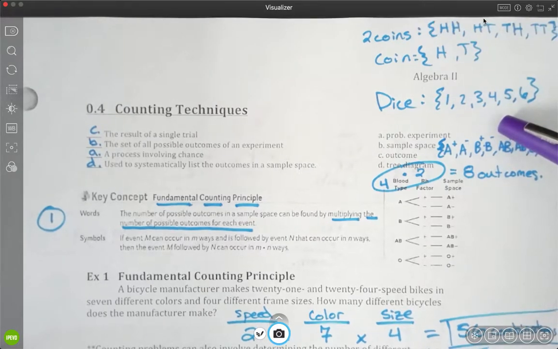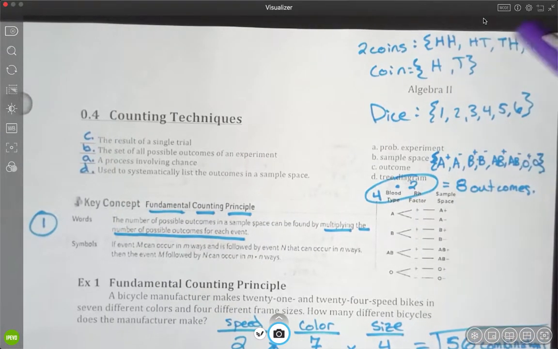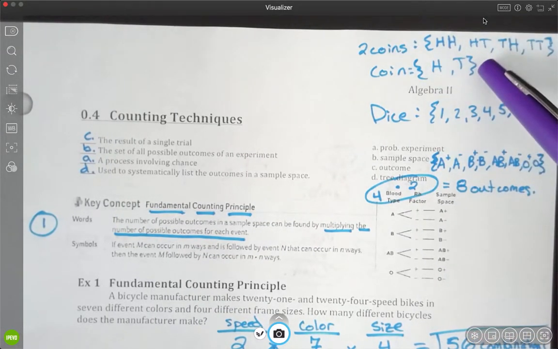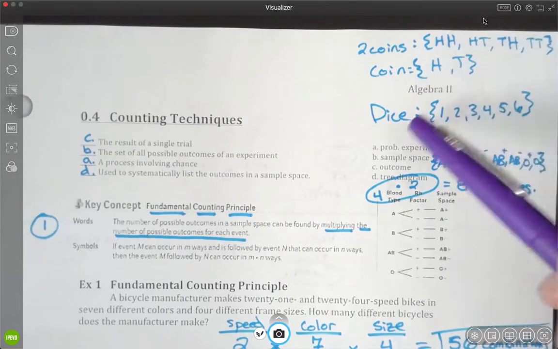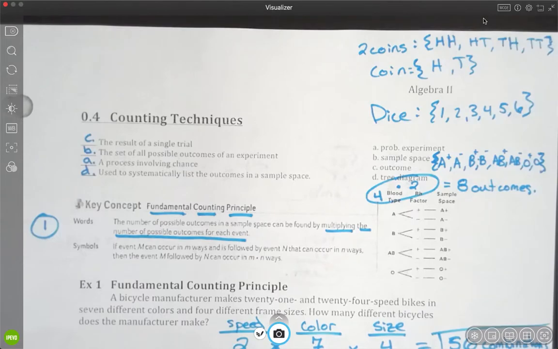Then it gets a little bit more complicated when we start dealing with 2 coins, okay? So if I flip 2 coins, I could flip a heads and a heads, a tails and a heads, or a tails and a tails. Those are the 4 possible outcomes that I could pick, okay? So these are all called sample spaces that are listed out. It's just listing the possible outcomes that I have, okay?